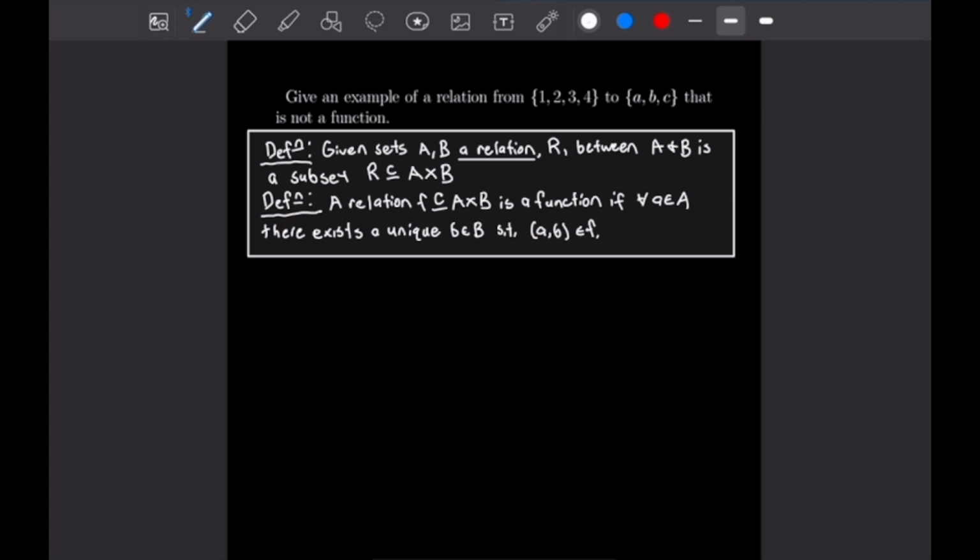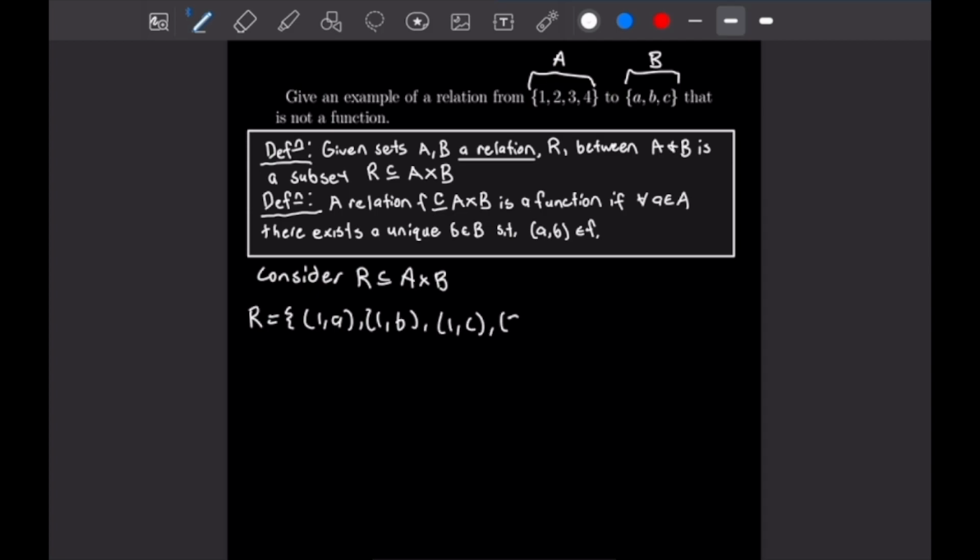So let me go ahead and write out a simple relation that would do that. Let's consider the following relation. Consider R, which is a subset of A cross B, and those will be our given A and B up here. We'll let A be {1, 2, 3, 4}, and we'll let B be {a, b, c}. So R will equal the following set: we'll have (1, a) as an ordered pair, then we'll have (1, b), and then (1, c), and then we'll have (2, a), (3, c), and (4, a).